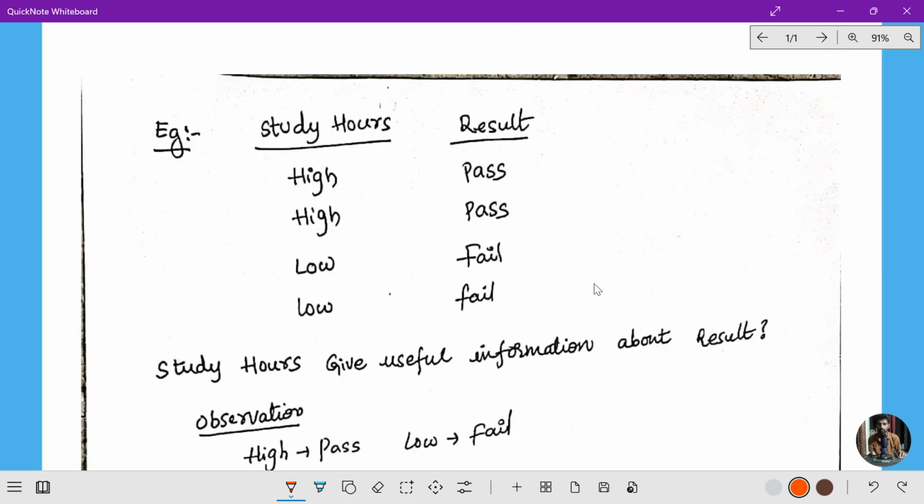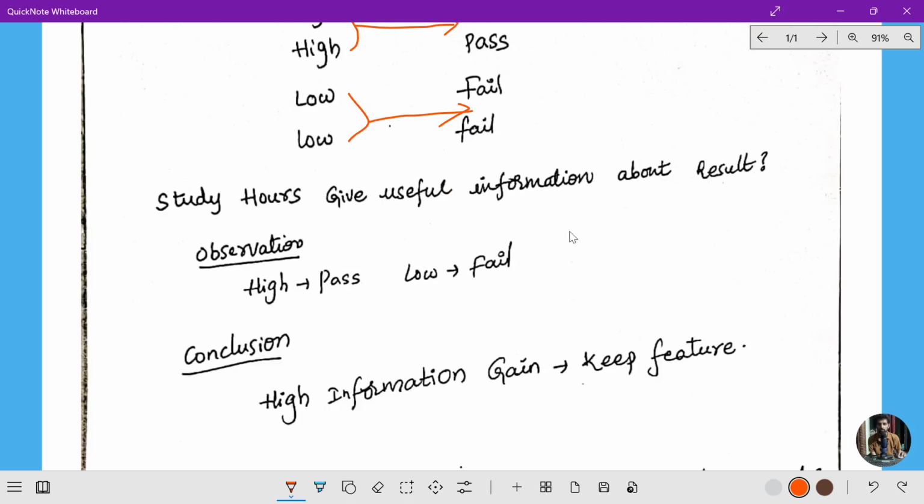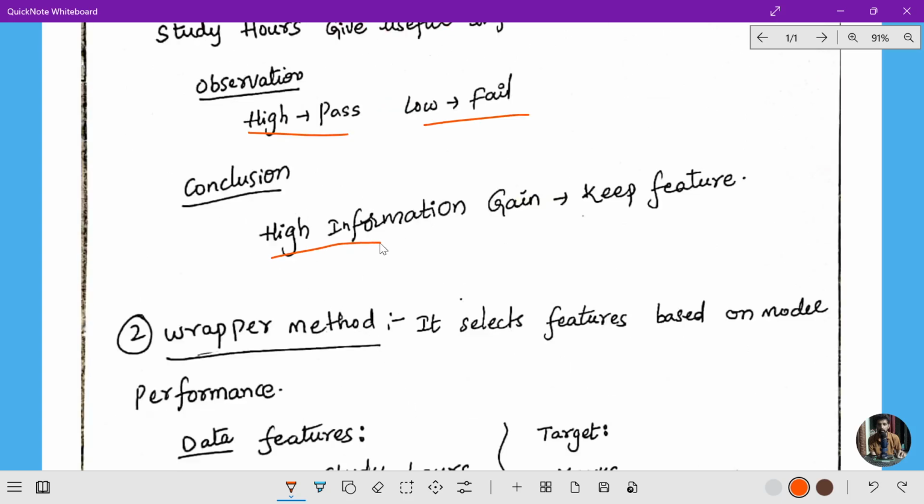Let us see here study hours and result. When the study hours are high, the pass percentage is high. When the study hours are low, the percentage is less. So study hours give the most useful information about the result. The observation: high is pass, low is fail. So what is the conclusion? High information gain, so keep the feature. Always remember, based on our requirement, we need to keep or remove the feature.